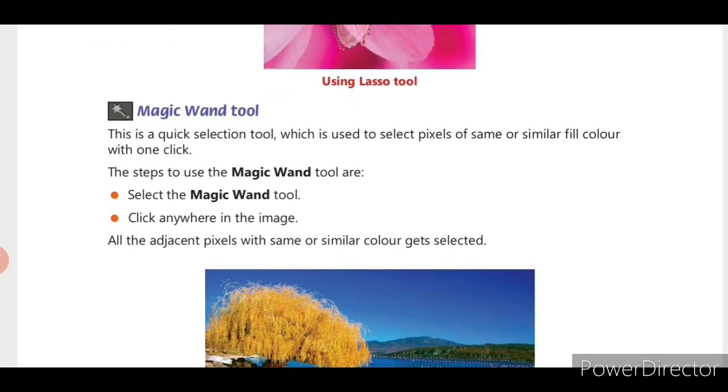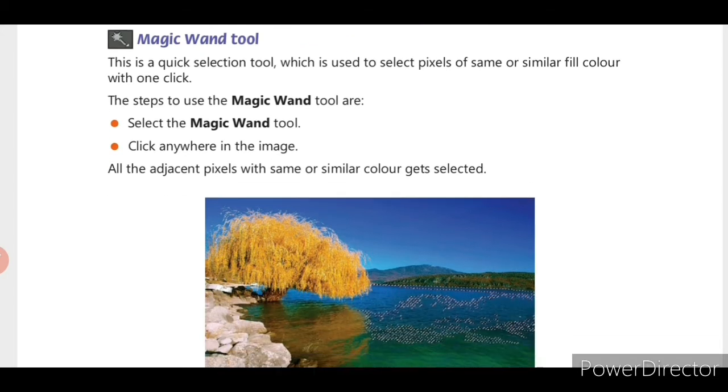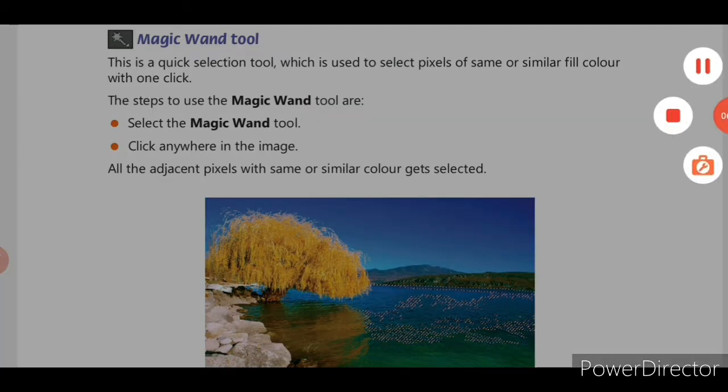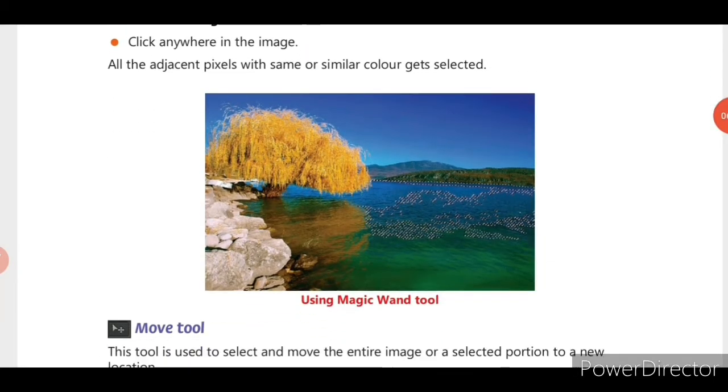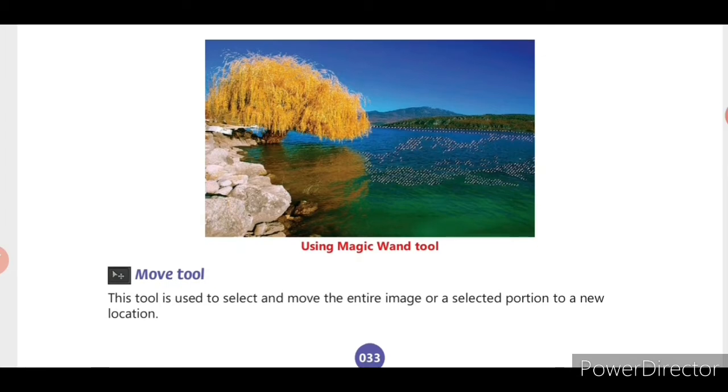So next we have seen about the magic wand tool. It is a quick selection tool which is used to select pixels of the same or similar fill color with one click. So using this magic wand tool we are able to select the pixels of the same or similar fill color. What are the steps to use this magic wand tool? Select the magic wand tool, then we can click anywhere on the image, right? Clear? So next see this using the magic wand tool.